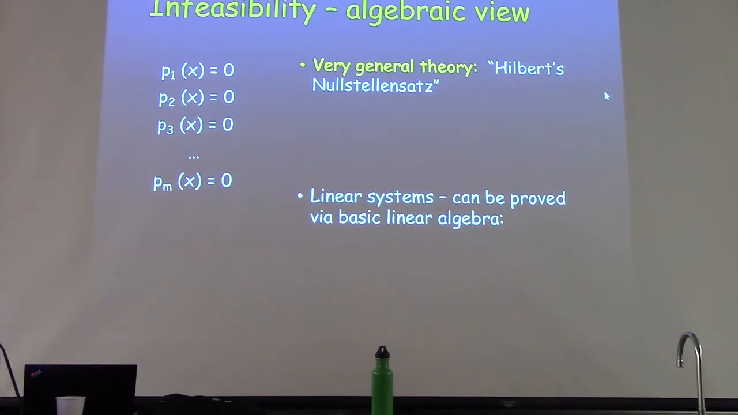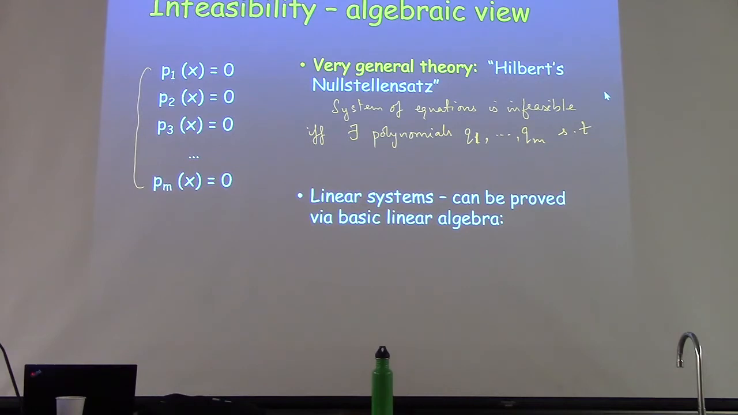So it turns out that this system of polynomial equations is infeasible if and only if there exist polynomials q1 through qm such that the sum of pi times qi is identically a constant. So I just wrote this down. Now let's explain what it means.